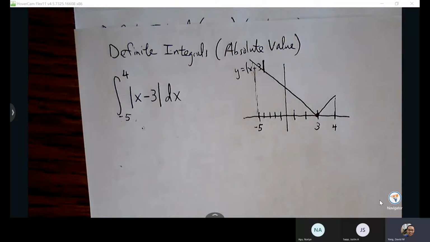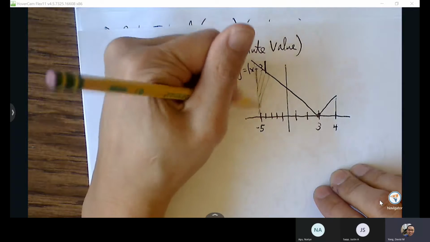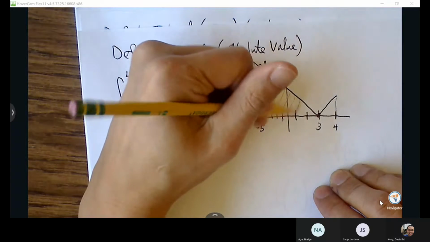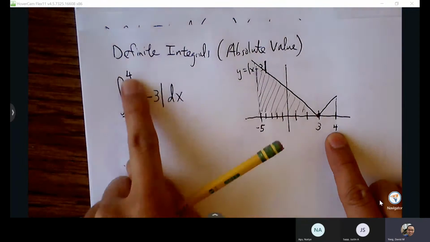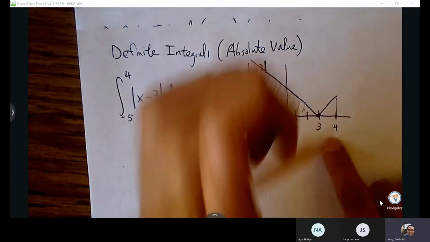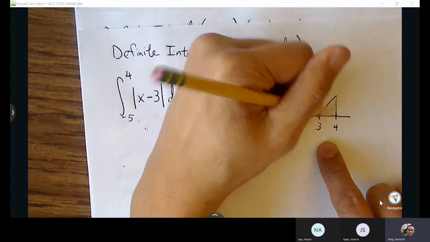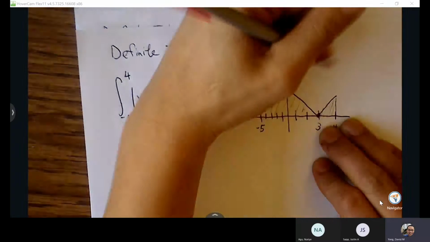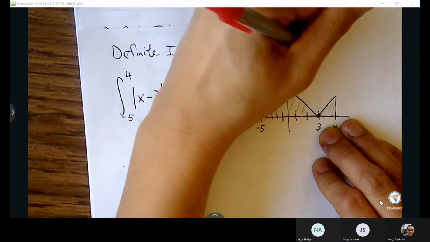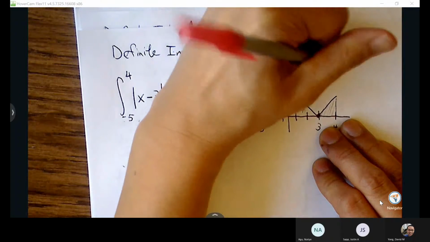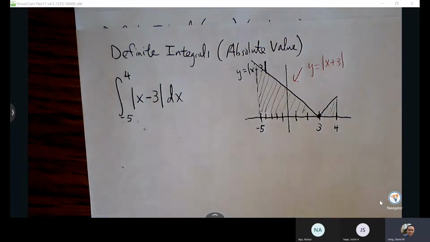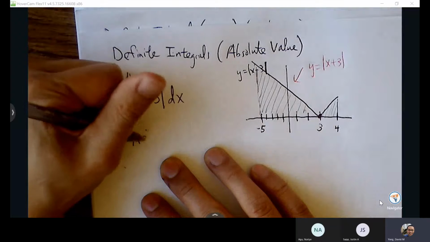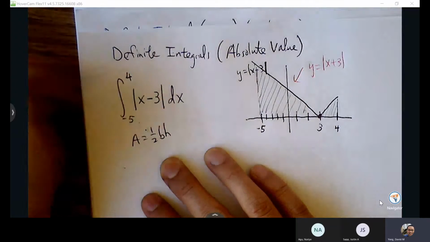So you drop the vertical lines, and now you can see we have two triangles, and the definite integral from -5 to 4 of absolute value of x minus 3 is just the area of these two triangles. Okay, so we know that these are all triangles. Area of a triangle is 1/2 base times height.